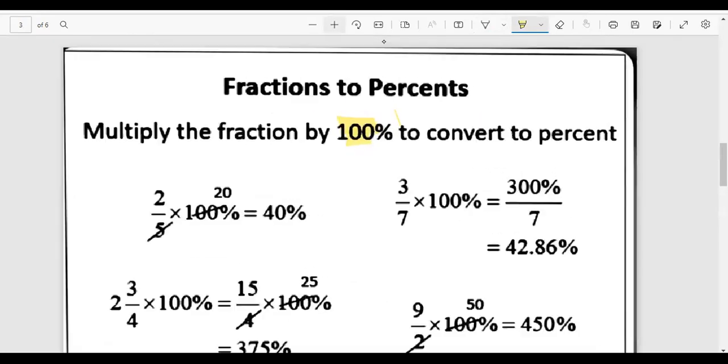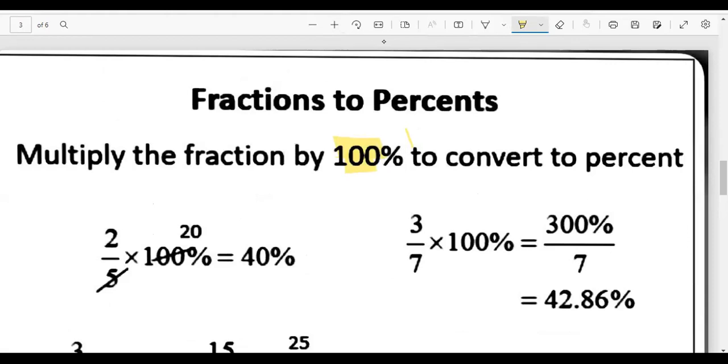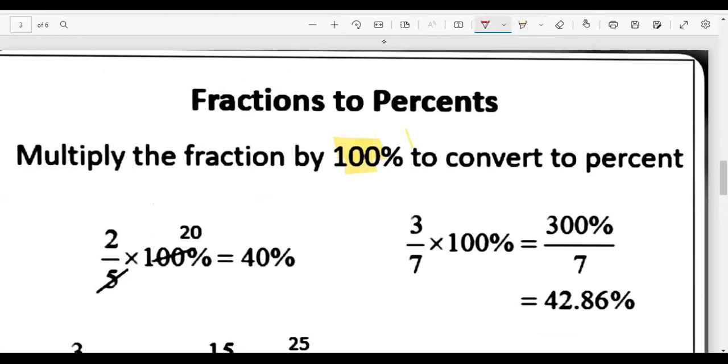Multiply the fraction by 100% to convert it to percent. For example, let's say that the fraction is 2 by 5. In order to convert it to percentage, I'll be multiplying it by 100. Now I know 5 1 times is 5 and 5 20 times is 100. So 2 multiplied by 20 would give me 40%. Similarly, 3 divided by 7 is the fraction, and I'm interested in converting this fraction into percentage. So I need to multiply it by 100%.